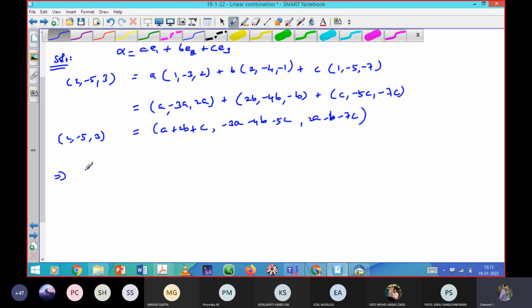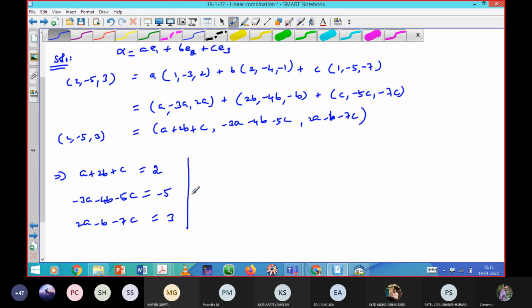After this, I can write this by equating the triplets on both sides. So a plus 2b plus c equals 2. Next, minus 3a minus 4b minus 4c equals minus 5. Next, 2a minus b minus 7c equals 3. Will it be possible to determine the answer a, b, c? Yes or no, please?